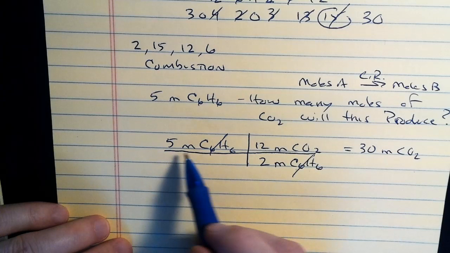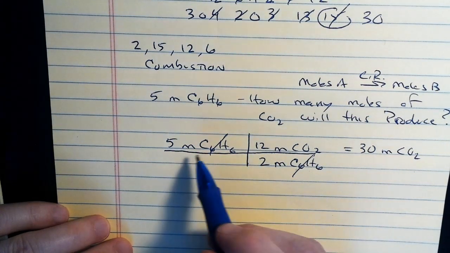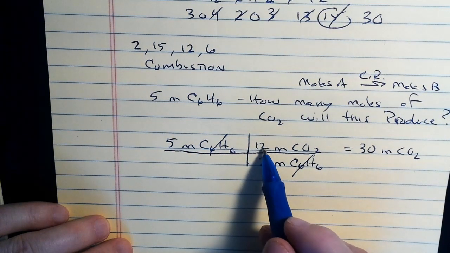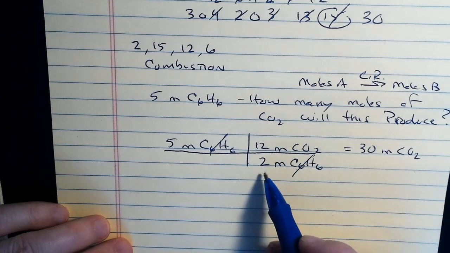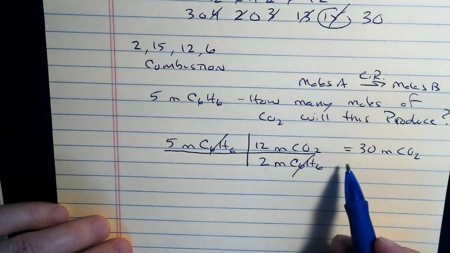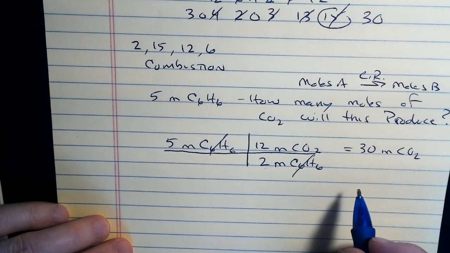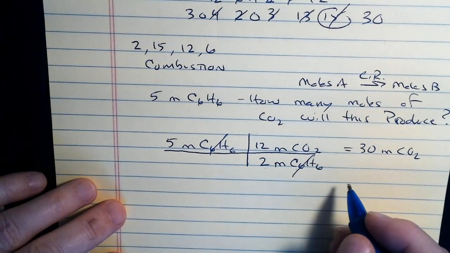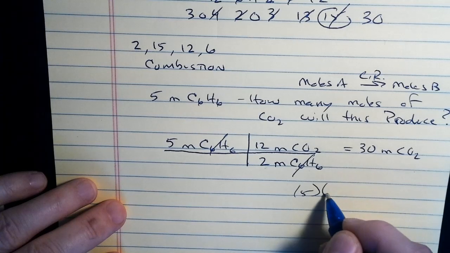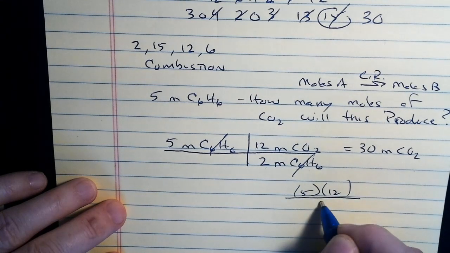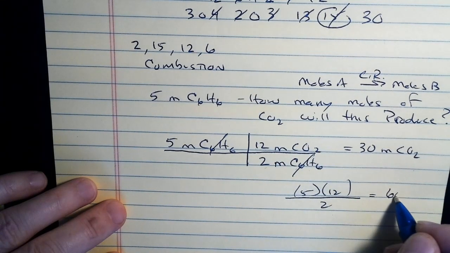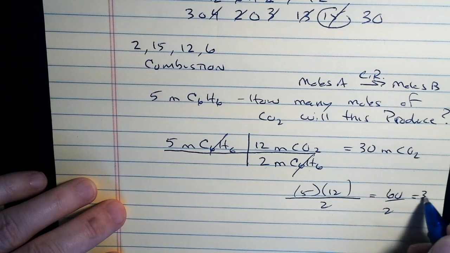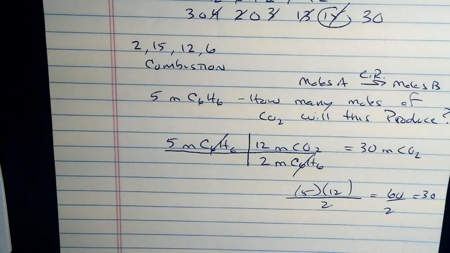Or you can do 5 times 12. 5 times 10 is 50, plus 5 times 2 is 10. It makes 60. Divide that by 2 is equal to 30. Now, I would almost always want you to write it, so if you're doing the second method, 5 times 12 divided by 2 is equal to 60 divided by 2, which is equal to 30. I want you to show that work. I just didn't write it at first because there are 2 ways to do this.